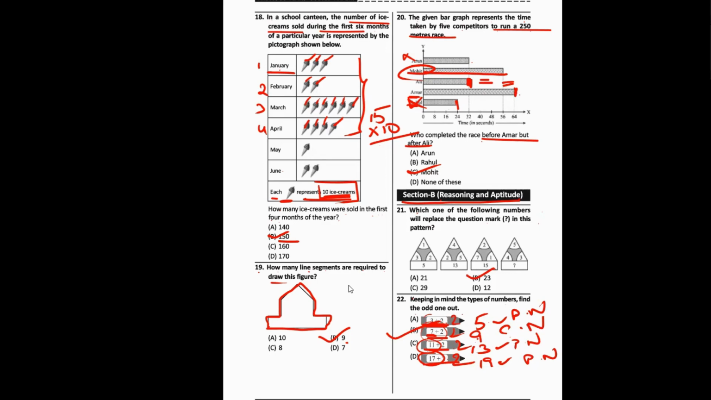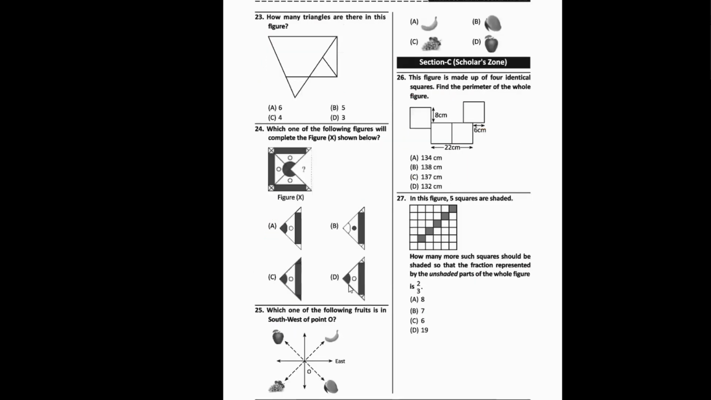Okay, children. Next, number 23. How many triangles? You need to find the triangles. If you just take this one, this is one triangle, 1. This is another triangle, 2. This is one triangle, 3. This one, 4. And this one, 5. Okay. So do you have any more triangles? No. Hence, 5 is the answer. That is again option D.